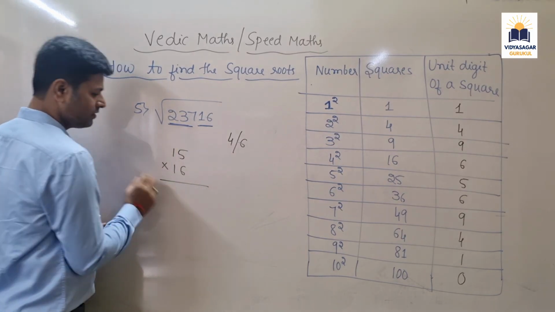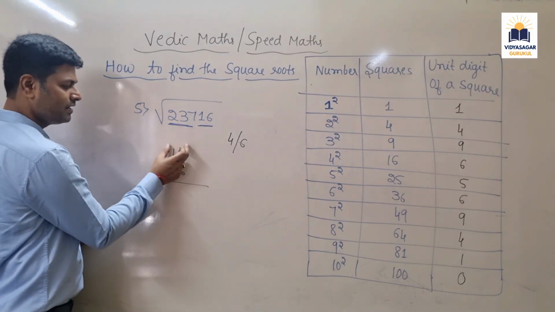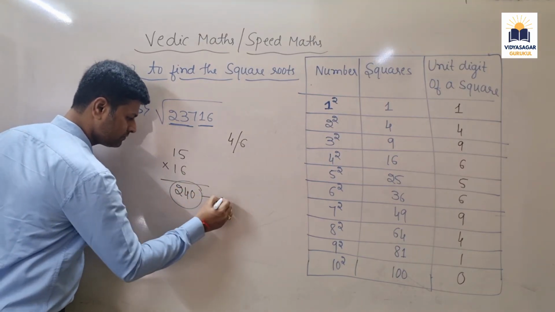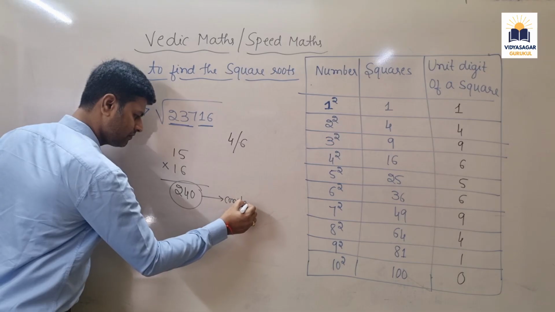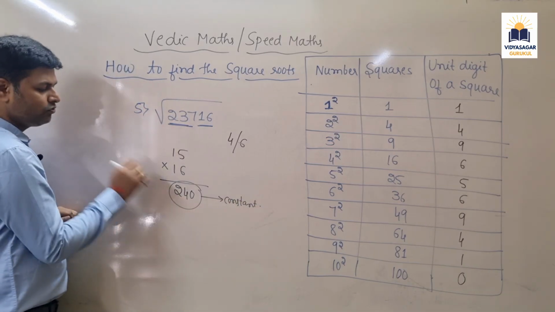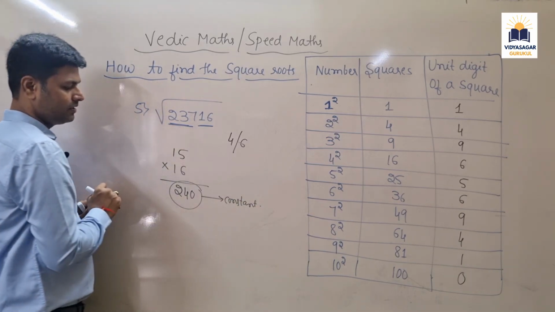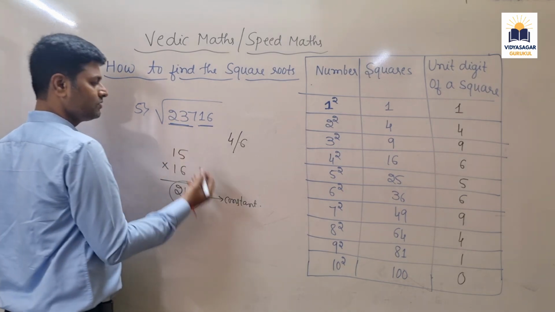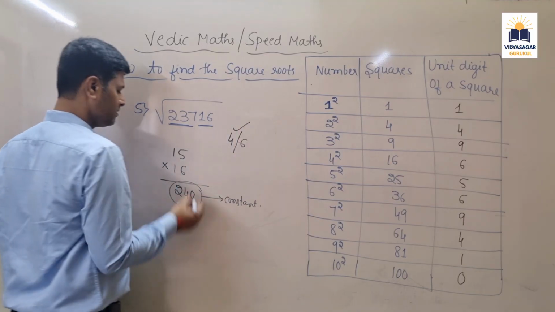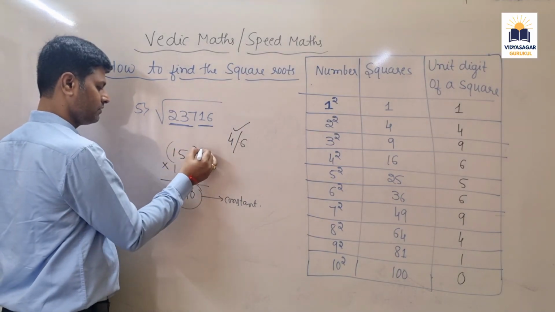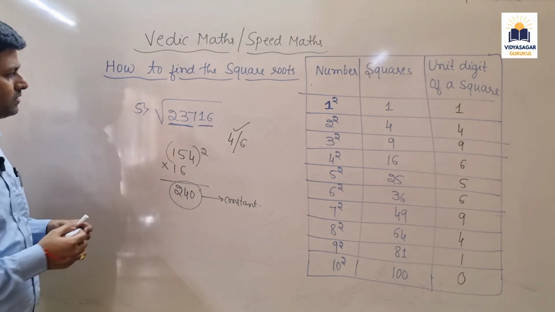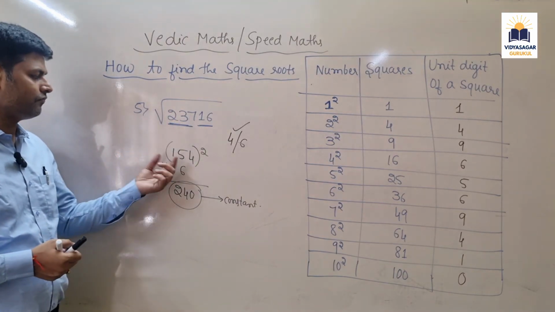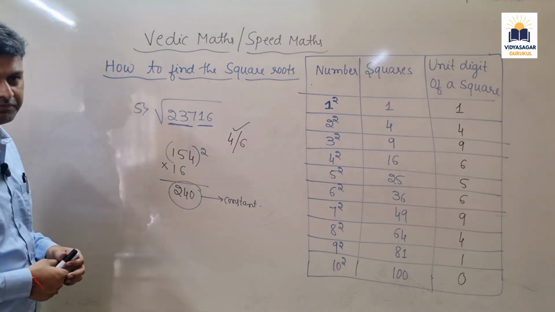So 16 into 15, 16 tens are 160, 16 fives are 80. So total will be how much? 240. So this is always constant. And compared to 240, 237 is less. So that's why we have to choose a smaller number, that is 154 square. Okay. So this square root of 23,716 is 154 square.